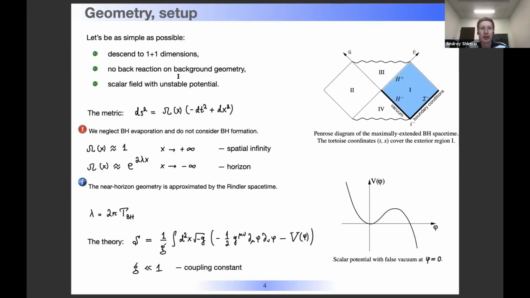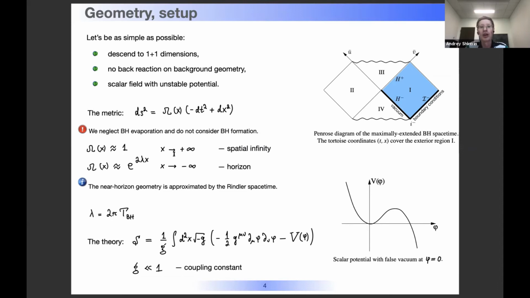Let's be as simple as possible. So we go to 1 + 1 dimensions where things are simpler. We switch off completely the back reaction of vacuum decay on background geometry, so the gravitational background is fixed. And we consider the simplest model of a real scalar field with unstable potential. So the metric is given in this form.